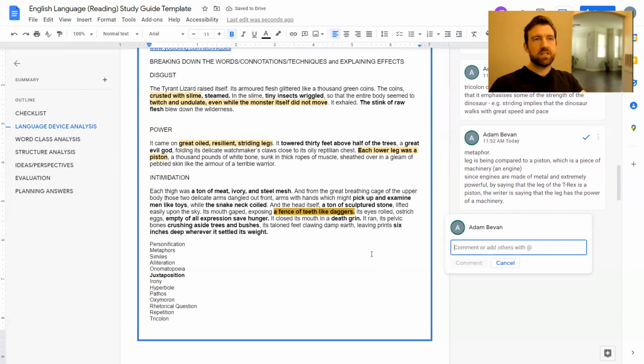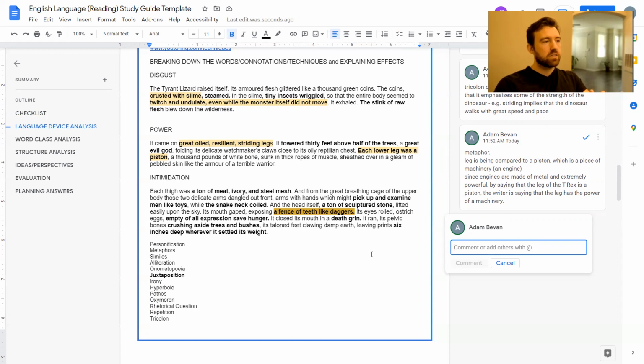If any of these bits in bold you're not sure. Let's quickly read this one as well, just so it sets the stage a bit. So each thigh was a ton of meat, ivory, and steel mesh. From the great breathing cage of the upper body, those 2 delicate arms dangled out front, arms with hands which might pick up and examine men like toys, while the snake neck coiled. And the head itself, a ton of sculptured stone, lifted easily upon the sky.